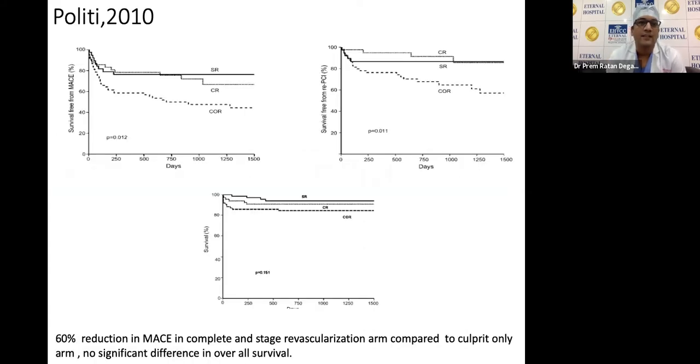And the next trial was PRAMI 2010. This was a randomized trial, and it has shown a 60% reduction in MACE in the complete revascularization arm compared to the culprit-only arm, and there was no significant difference in overall survival.